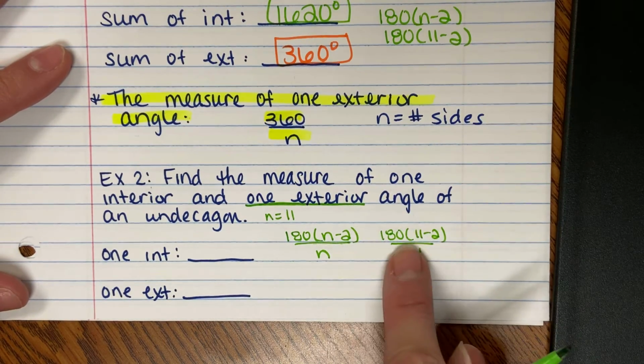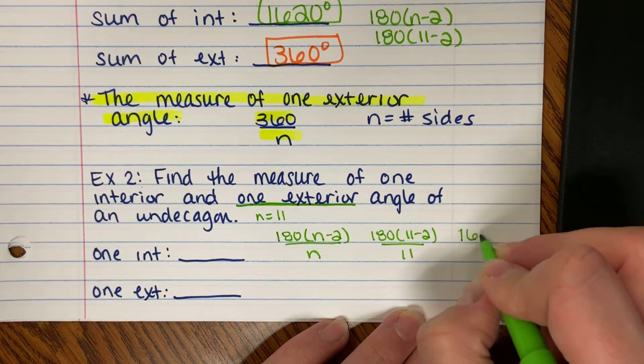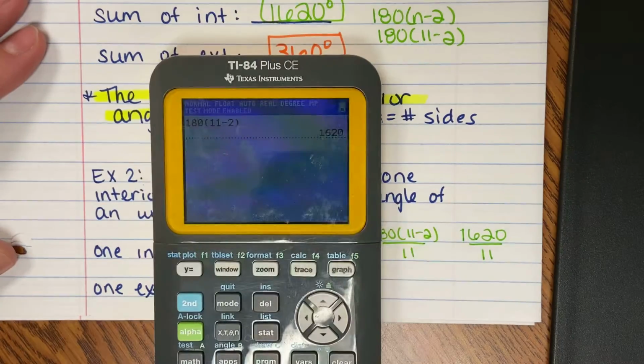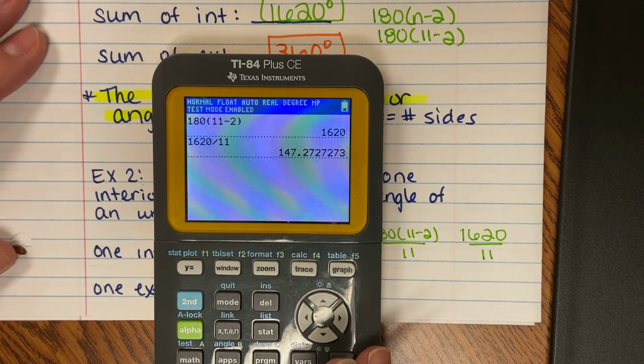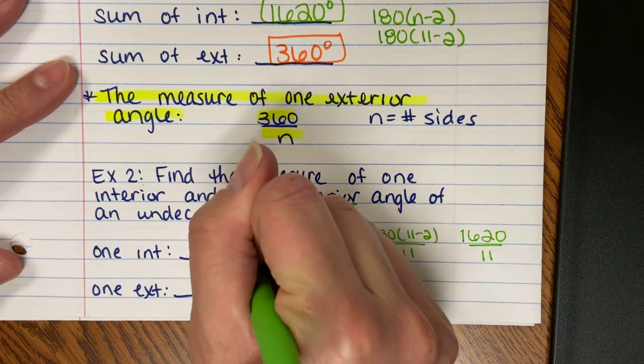Now when I did the top, which I did earlier, I got 1,620, and then we're gonna divide that by 11. And we get 147.27 degrees.